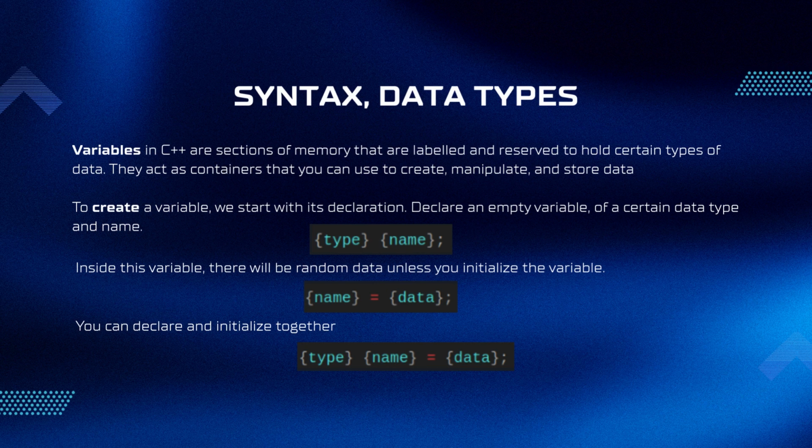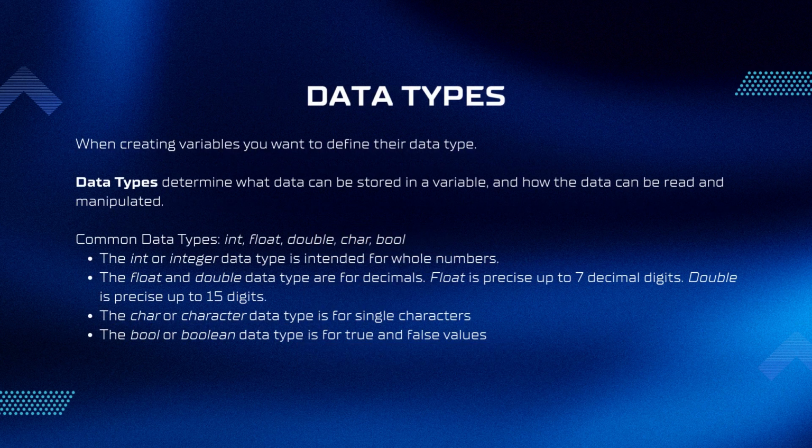You can also declare and initialize a variable at the same time. When creating variables, you want to define their data type. Data types determine what data can be stored in a variable and how the data can be read and manipulated. Common data types are int, float, double, char, and bool.